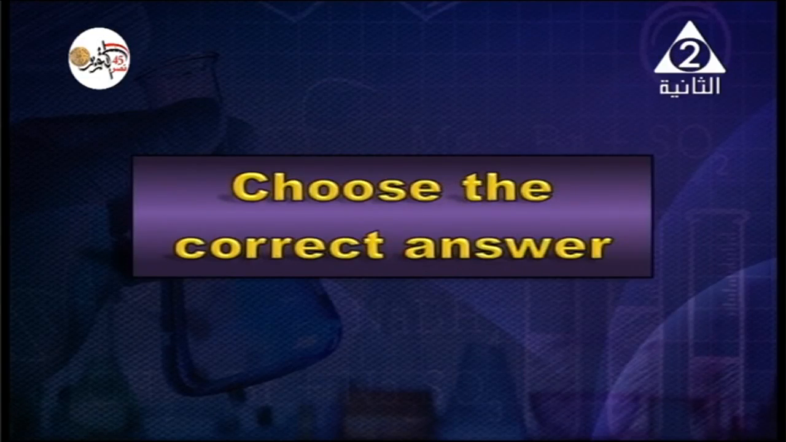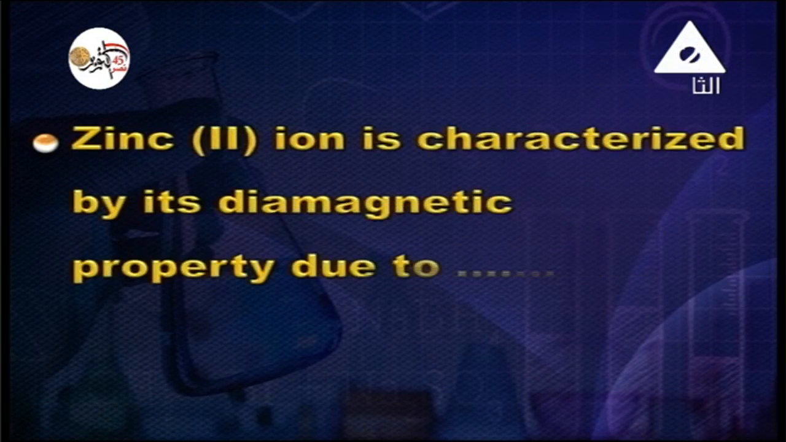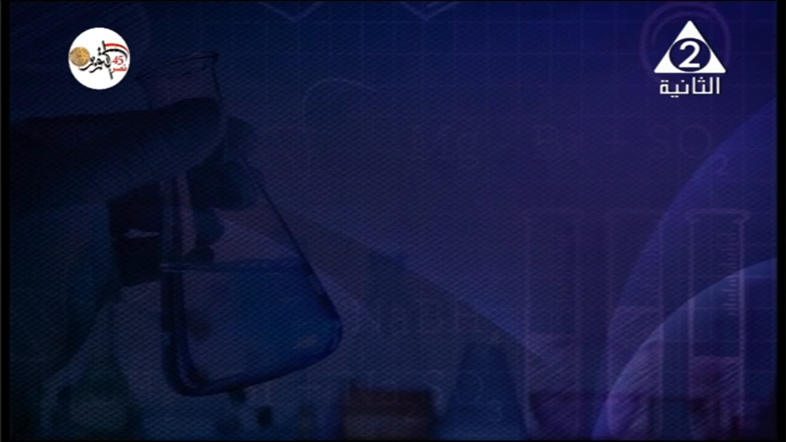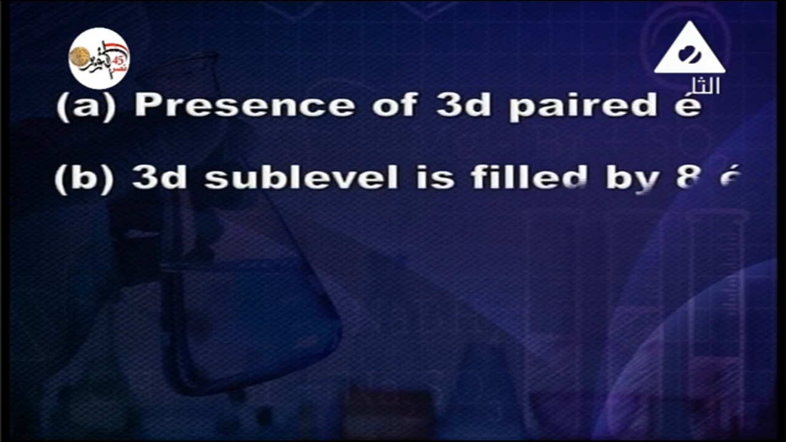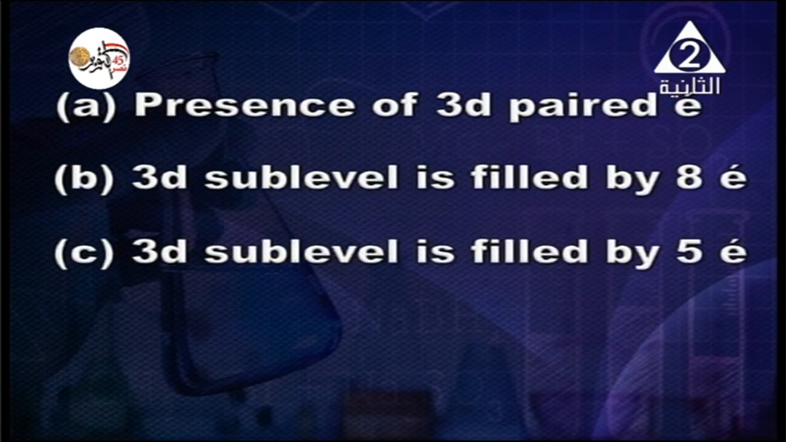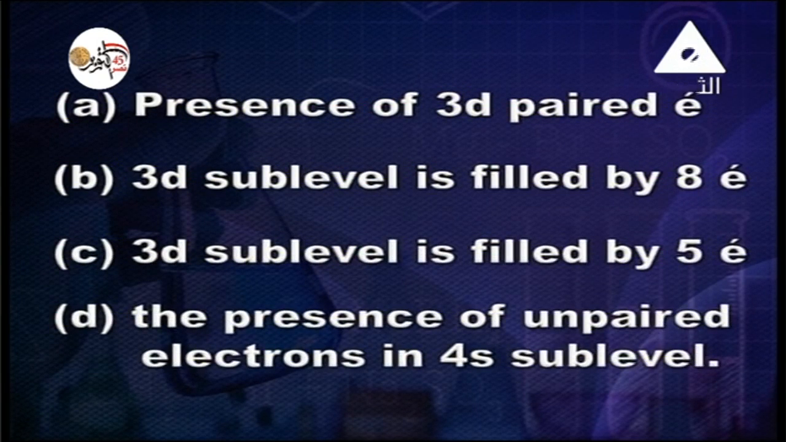Choose the correct answer. Zinc positive 2, zinc ion 2 is characterized by its diamagnetic property due to what? Presence of 3d paired electrons, 3d sublevel is filled by 8 electrons, 3d sublevel is filled by 5 electrons, the presence of unpaired electrons in 4s sublevel. If you think about it, yes, it will be the presence of 3d paired electrons.